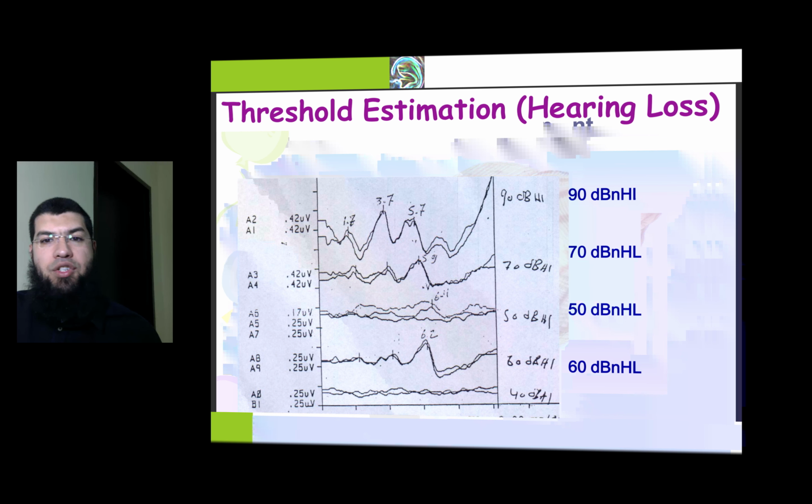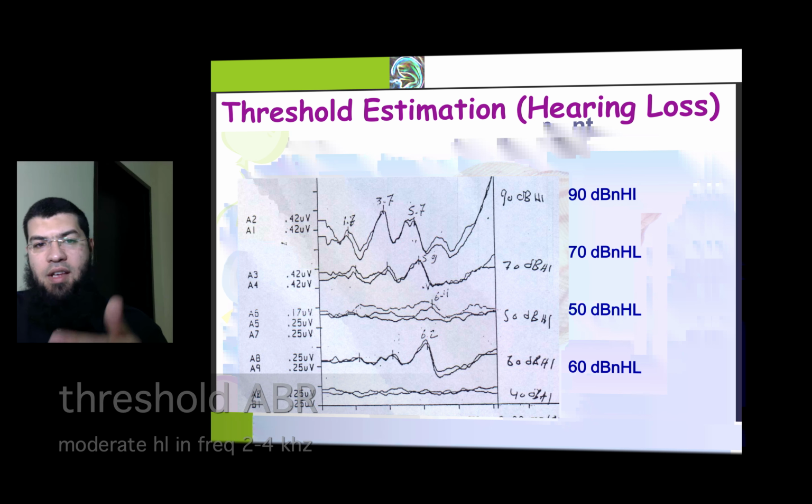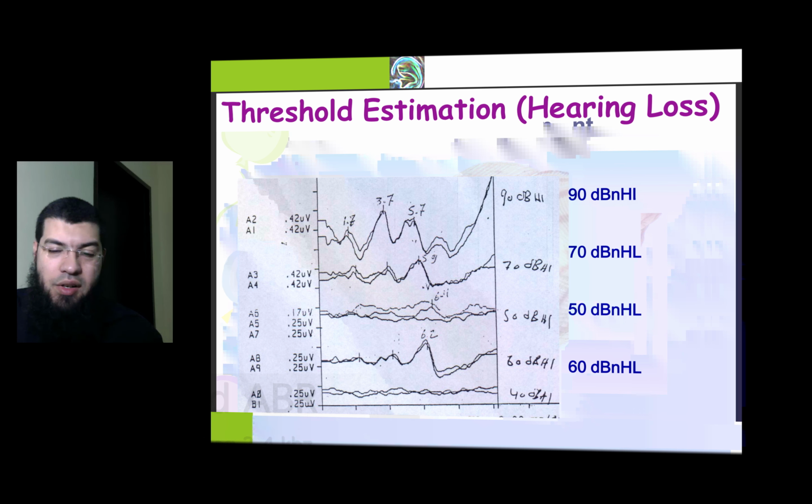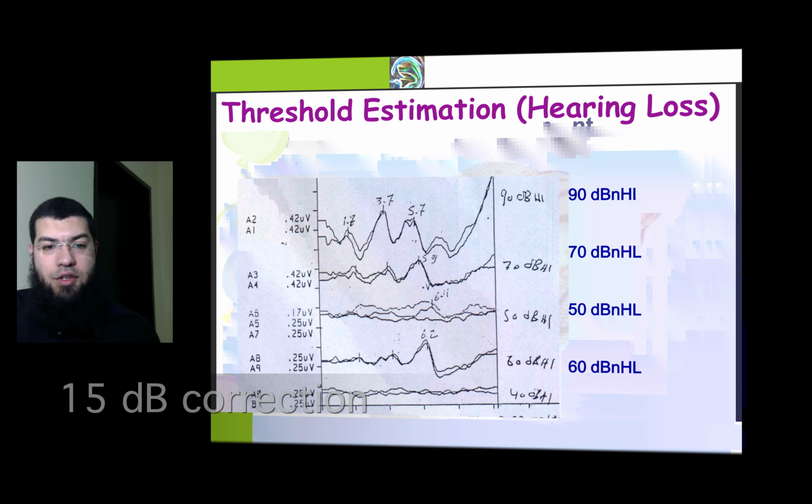This is threshold estimation. This is an ABR trace. We can find here identifiable and repeatable ABR waves that could be traced down to 60 decibel nHL, reflecting moderate hearing loss in the frequency range 2 to 4 kHz when we are using a click ABR. We said it is a moderate and not a moderate to severe hearing loss, as we apply a correction factor to get 50 decibel nHL.